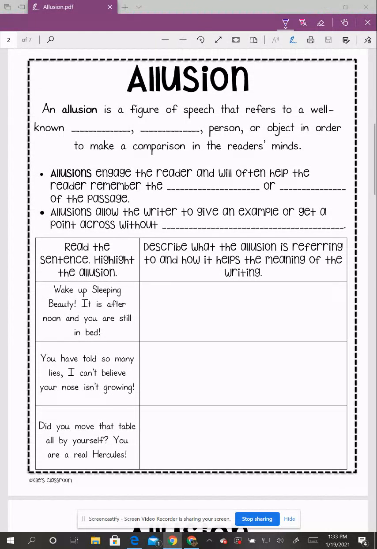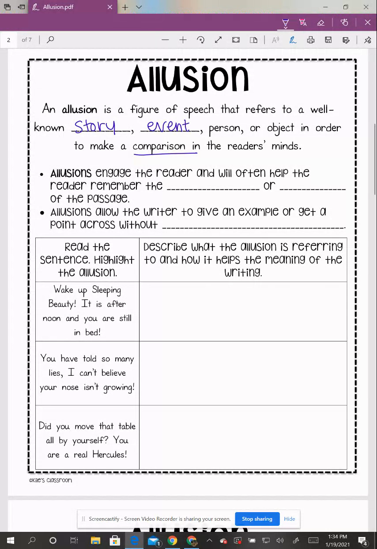An allusion is a figure of speech that refers to a well-known story. Maybe it's an event, something historical, a person, or an object. And it's in order to make a comparison in the reader's minds. We've talked about comparisons before, how we take one thing and compare it because it has something alike to something else.